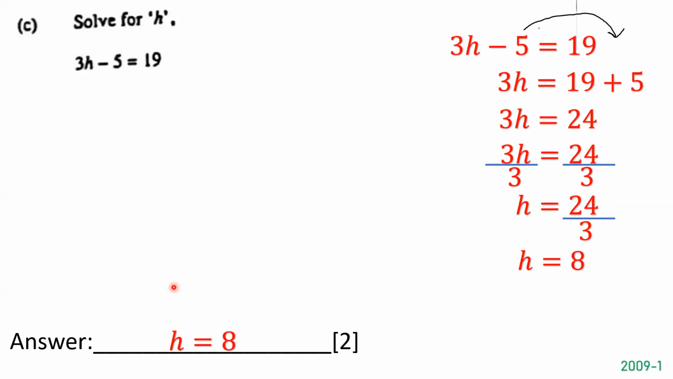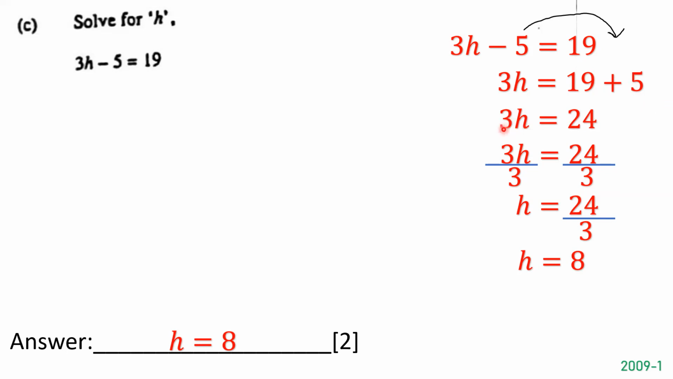Moving right along, we have another linear equation. We have 3h minus 5 equals 19. The idea is that we want the variable, or the letter, on one side and everything else on the other side. So that means that the 5 has to go on the other side. We send the 5 over the equal sign. It was a negative 5. When we send it over, it becomes a positive 5. And so we have 3h equals 19 plus 5. 19 plus 5 is definitely 24, because if you add 19 plus 5, you get 24. And so we have 3h equals 24.